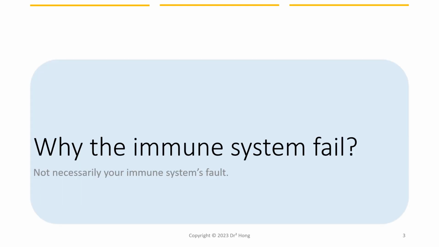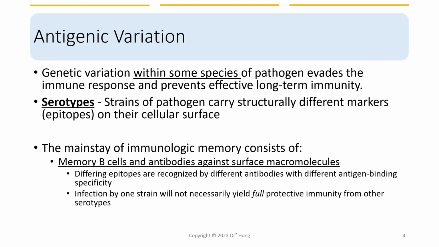The reason for the immune system to fail to respond properly is not always because of a weakened immune system. Sometimes it is because the pathogens are tricky. Pathogens, just like us, exhibit genetic variation in the same way that some of us have brown eyes or blue eyes. Pathogens may express different markers on their cell surface. Those markers are especially important for the development of memory or long-term immunity. But these genetic variations also allow them to evade the immune response and prevent effective long-term immunity.